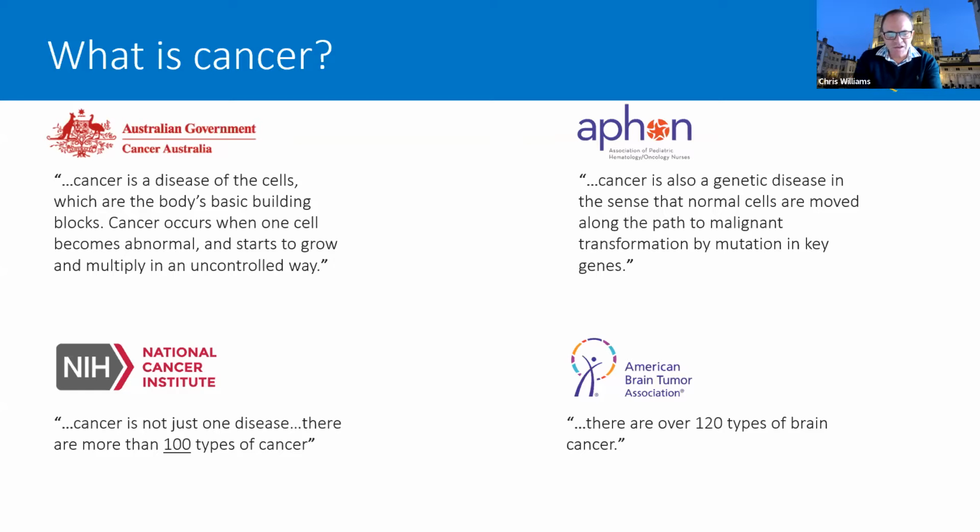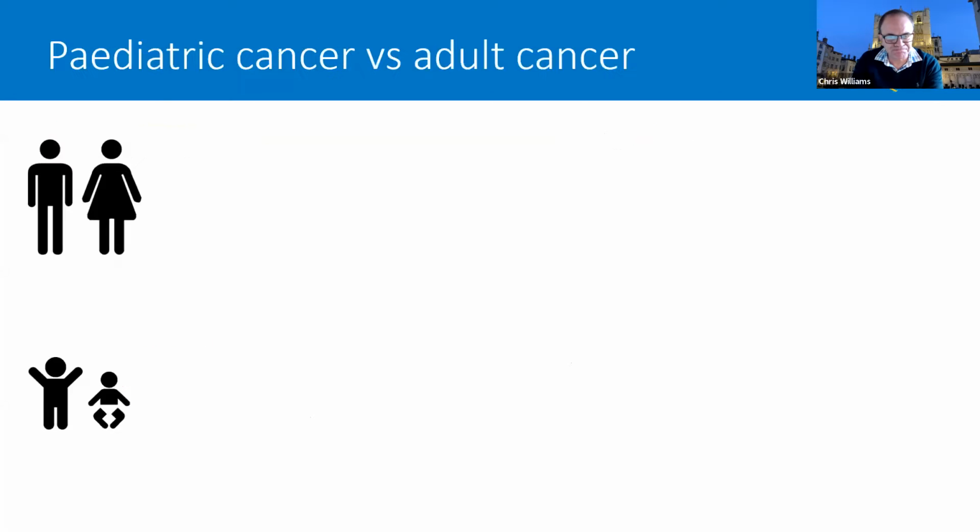It's actually, there's over 100 types of cancers. And when you break that down with the American Brain Tumor Association, they talk about the idea that there's over 120 different types of brain cancer. So I guess the theme there is to say it is not one disease. This is very much a large group of very, very different diseases.